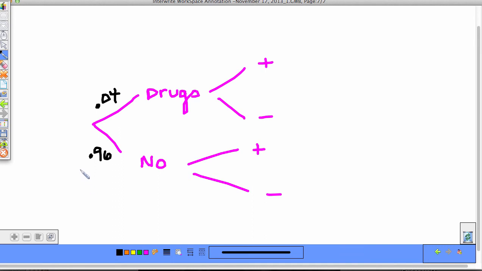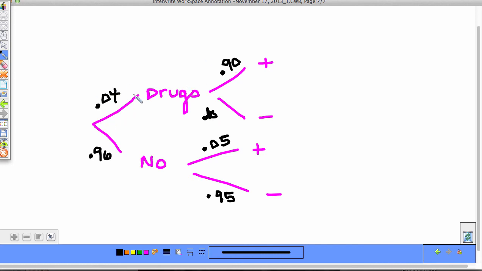And then I know that the false positive rate is 5%. So they don't do drugs, but they get a positive. That's 0.05, which means this is 0.95, because these two need to add up to 1. And I know that the false negative rate, which means they do drugs but they get a negative test, is 10%, which means that the do drugs and get a positive test is 90%, so 0.9.